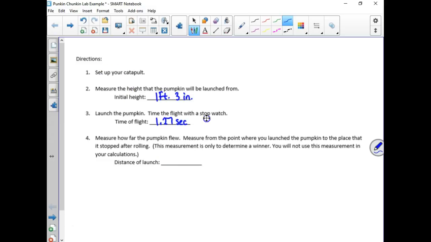Now, in order to do this problem, I need my initial height to be completely in feet, not feet and inches. So I'm going to have to change inches to feet. I do that by doing 3 inches divided by 12 inches, which will give me 0.25. So my initial height is actually 1.25 feet. Make sure that you change your initial height to feet before you begin the problem.